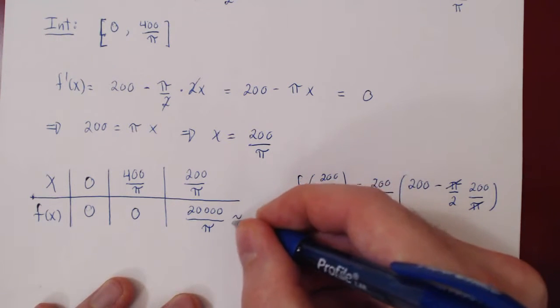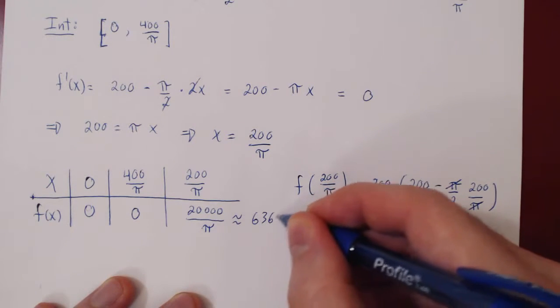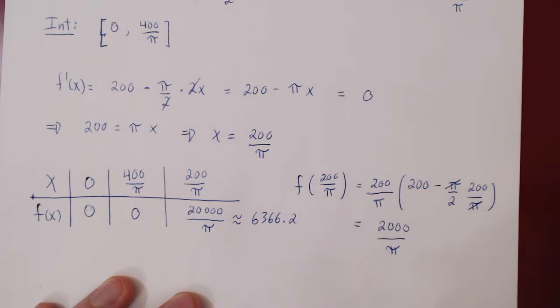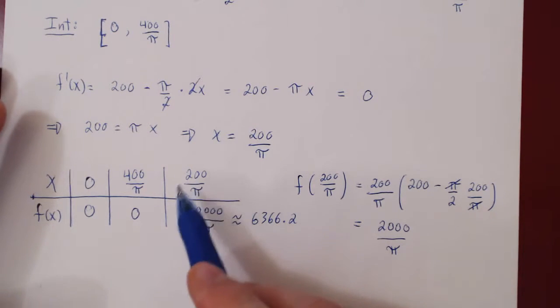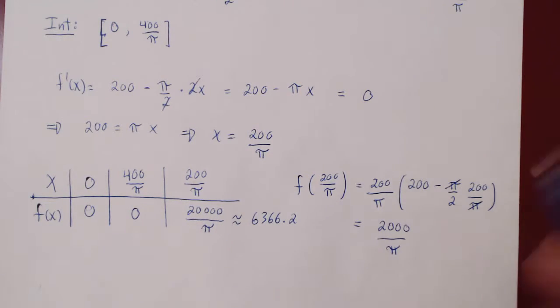You'll have approximately 6,366, roughly. And now we're almost done. So we have found the value of x where the area of the rectangular field is as large as possible.